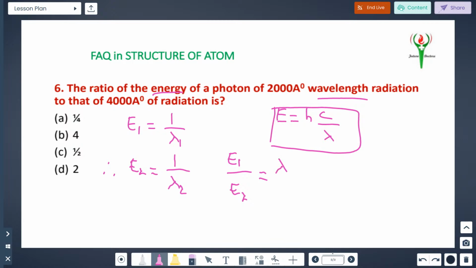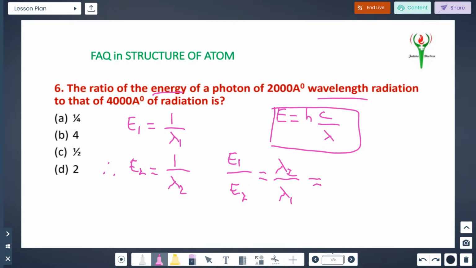Lambda 2 by lambda 1. Understood? Okay. Lambda 2 by lambda 1. So here, lambda 2 is what? 4000, no? 4000. Are you following? Energy and wavelength are inversely proportional. Then only I am writing this formula. Understood? So lambda 2 is given, no?